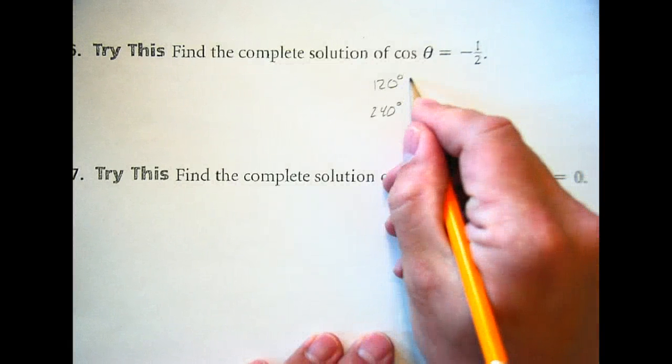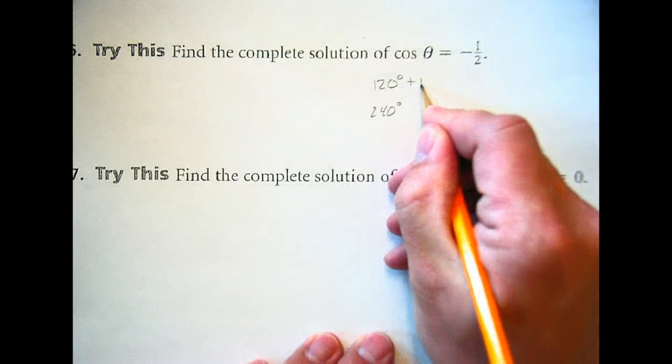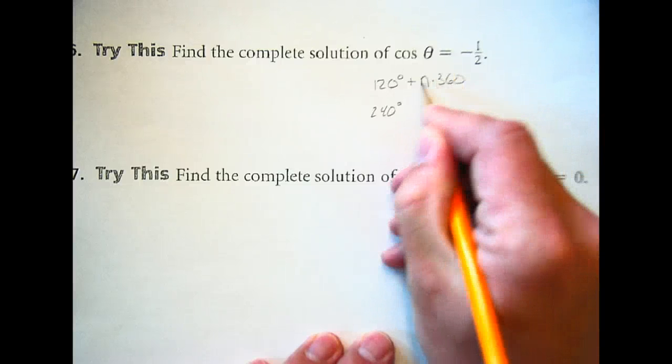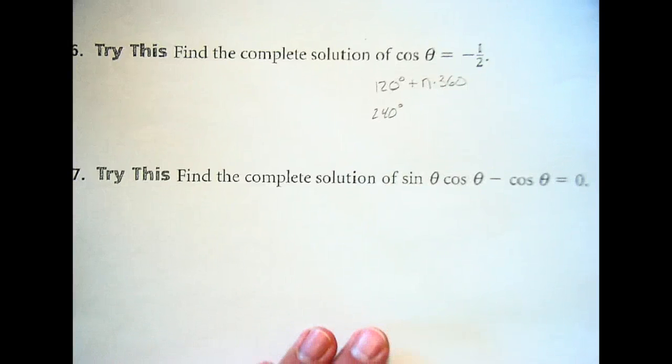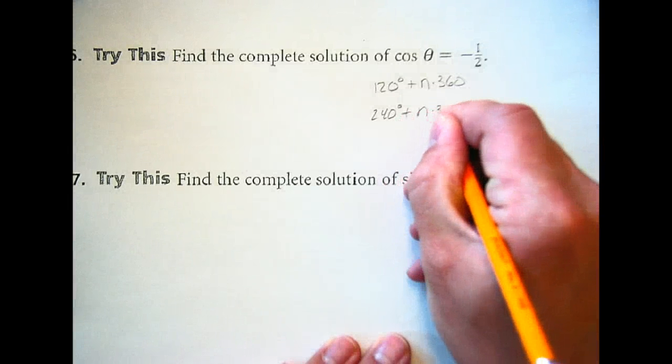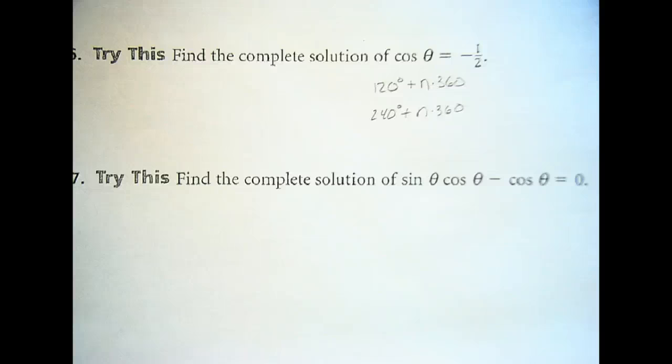So the way we write that is plus n times 360. n stands for the number of revolutions. So I'm going to write this plus n times 360. That is the way you write it. Those are our answers. Now we're done.